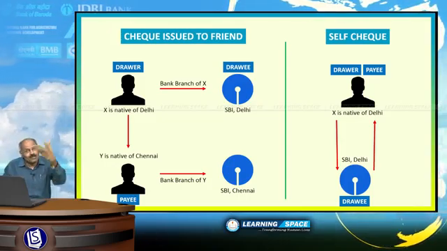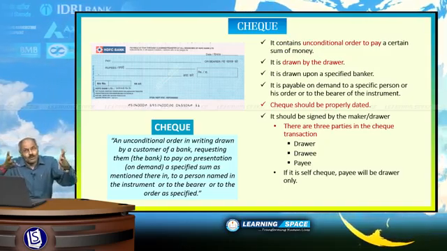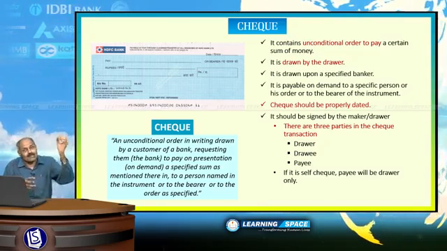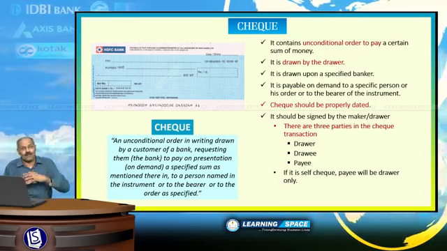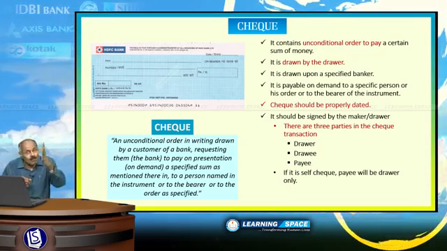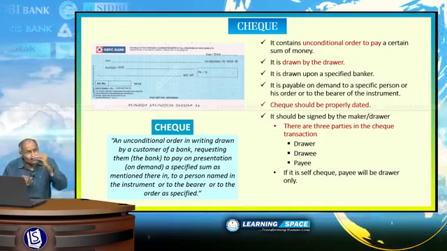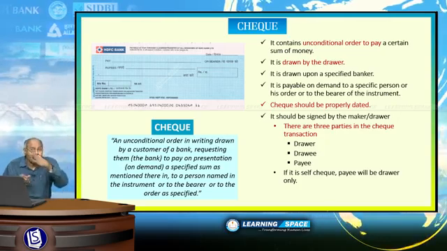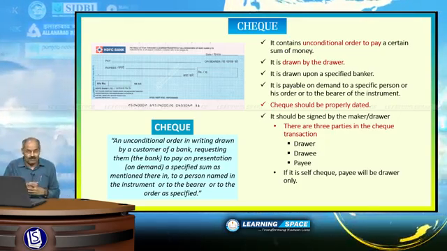And let us come back to this slide. What is meant by check? A check is an unconditional order to pay a certain sum of money. It is drawn by the drawer. It is drawn upon a specified banker, and here three parties are involved, and the check should be properly dated, the amount should be clear, and it should be signed by the maker or drawer of the check. So, these are the properties of checks, right.